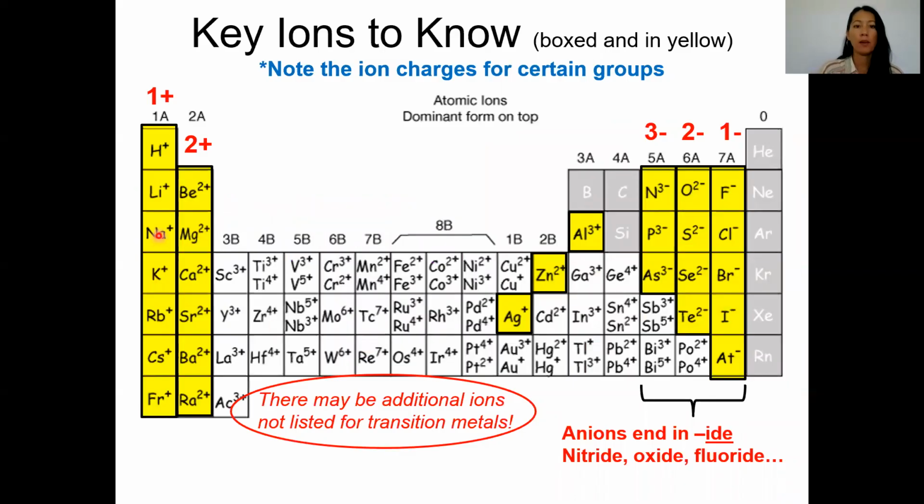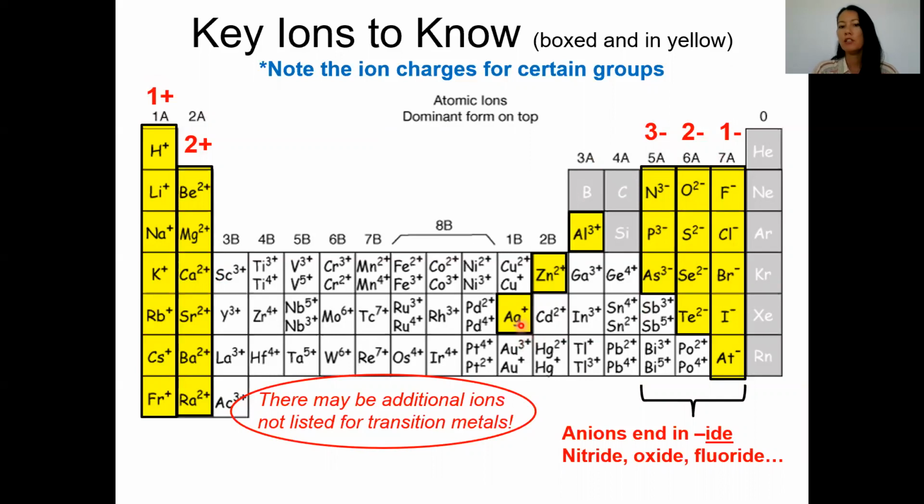So always know, and write on your own periodic table, group 1 always will be +1 cations. Group 2, 2+ cations, and we do write the number and then the charge after that. Group 7, or the halogens, 1-, 6A, 2-, and then 5A, 3-. Just commit that, write that down, commit it to memory, always for those columns.